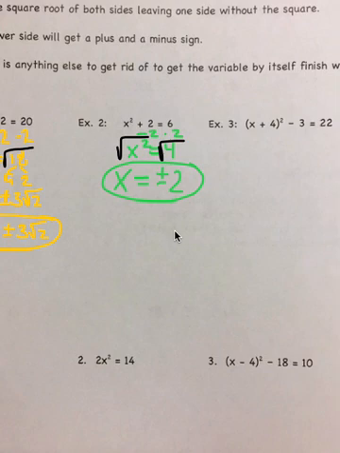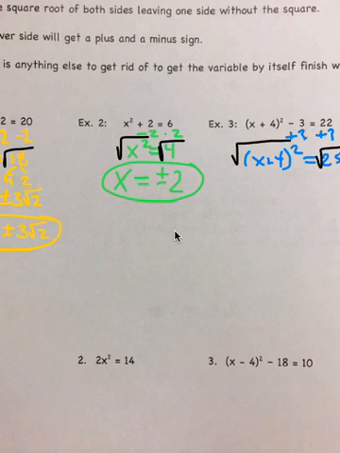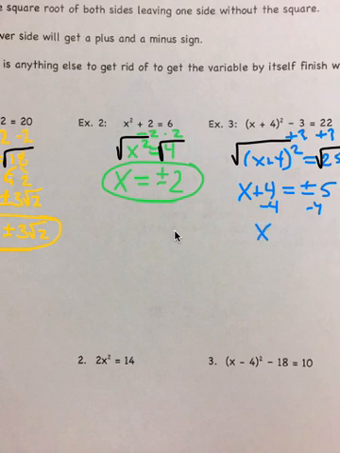Then the last one here on the top, we need to get the squared part by itself, so we're going to add 3. So we have x plus 4 squared equals 25. When I take that square root, I get x plus 4, and the square root of 25 is plus or minus 5. So I'm going to subtract 4 from both sides. So x equals negative 4 plus or minus 5.